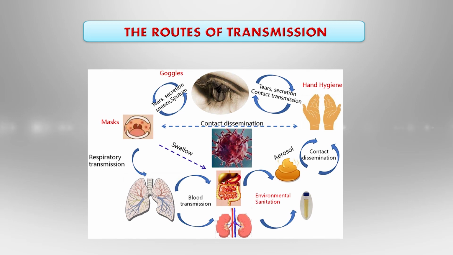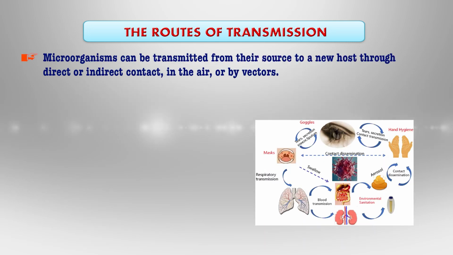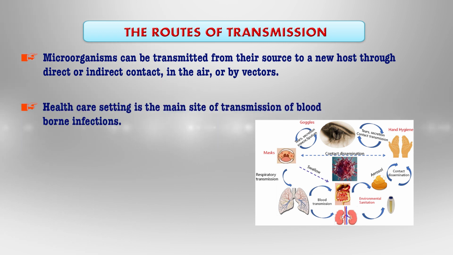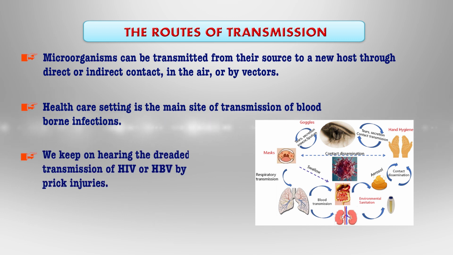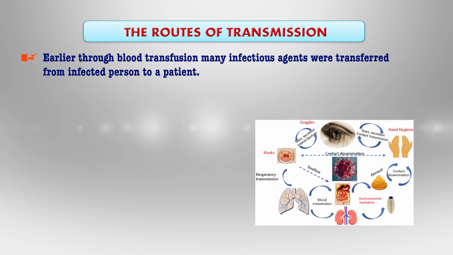Now let us go on to the routes of transmission. Microorganisms can be transmitted from their host to a new host through direct or indirect contact. It could be through the air or by vectors. The healthcare setting is one of the main sites of transmission of blood-borne infection. We keep on hearing dreaded stories of transmission of HIV or HBV by needle prick injuries, and recently we have also witnessed the pandemic of the coronavirus. Earlier, through blood transfusion, many infectious agents were transferred from an infected person to a patient.